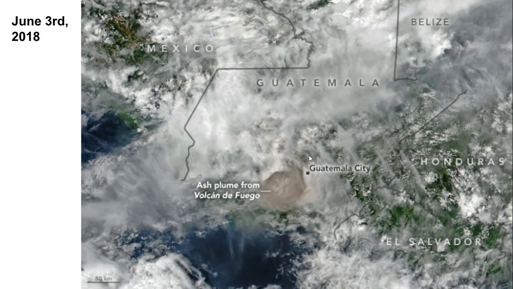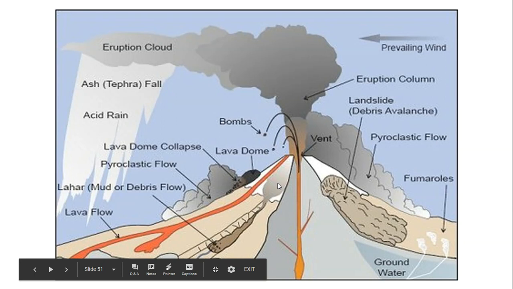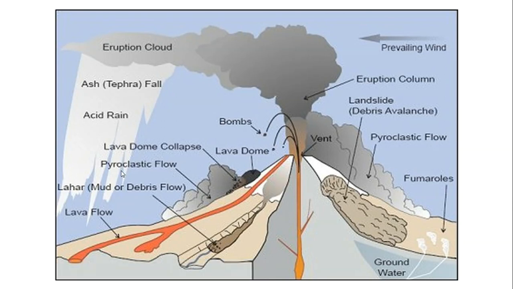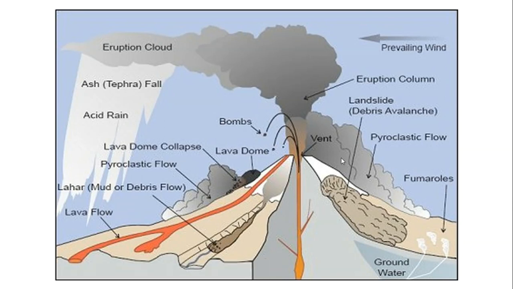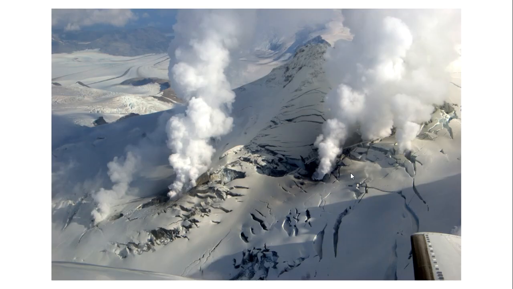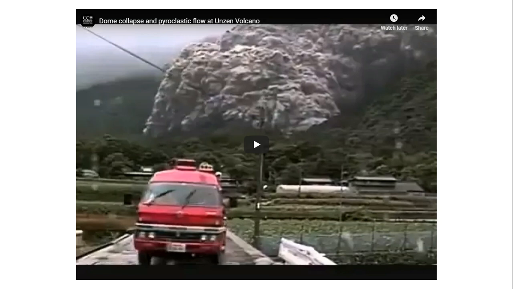You can see where it is in the map of Guatemala there. Of course, that volcano released a whole lot of different kinds of hazards, including ash falls and pyroclastic flows, lahars or mud flows, bombs, lava, and so forth. But here are some fumaroles. So these are gas vents coming out of that volcano. And I won't show you the video now, but you can go look on your own.